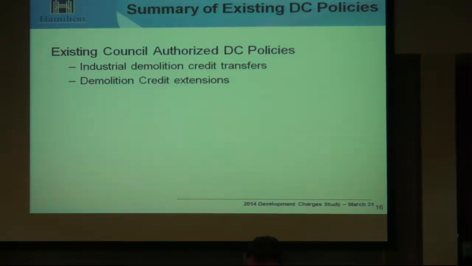For the demolition credit extensions, authority has been delegated to the General Manager of Finance and Corporate Services and Planning and Economic Development to extend demolition credits for developments occurring outside the urban boundary and for developments that have incurred significant delays that were outside the responsibility of the developer. So cases where they haven't been able to move forward with the development due to OMB appeals or something that has gone beyond their control. Council provided the authority for that to be done at the staff level where staff felt it was appropriate. Otherwise, if staff don't feel it's appropriate or if it falls outside of these two reasons, if someone wanted to request an extension, it would have to come to council.